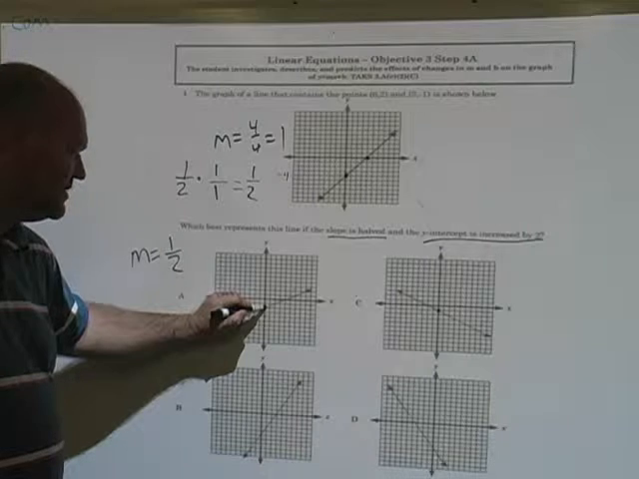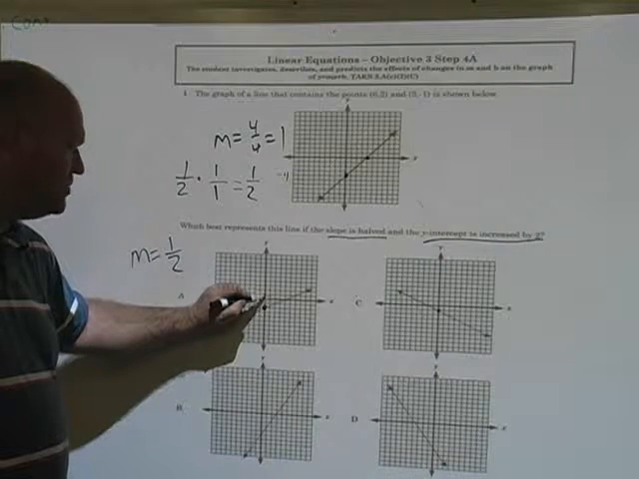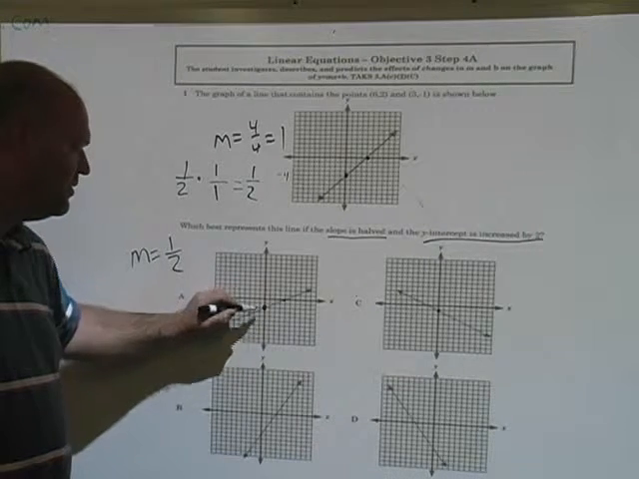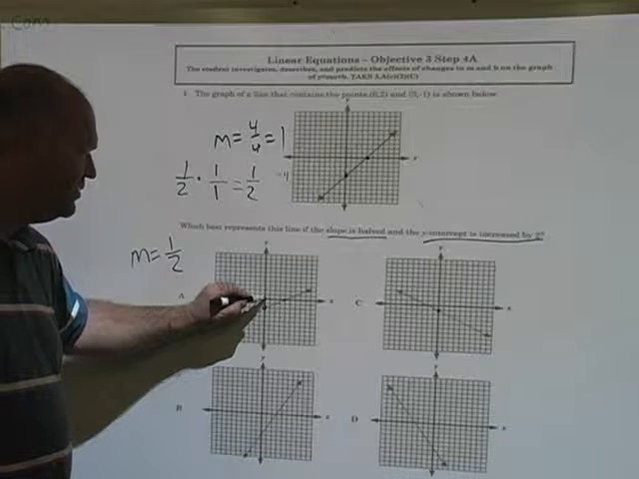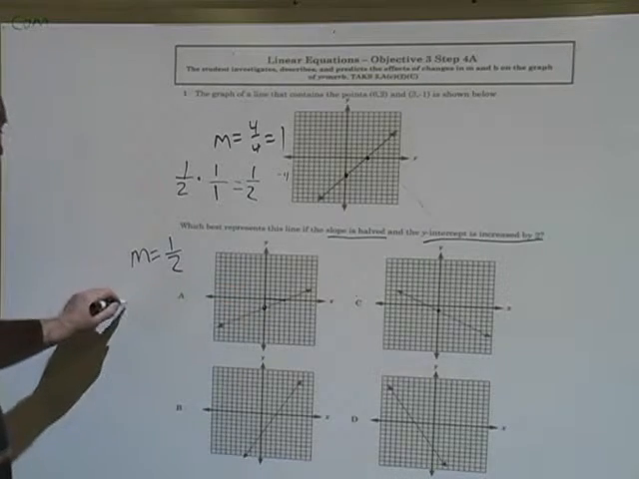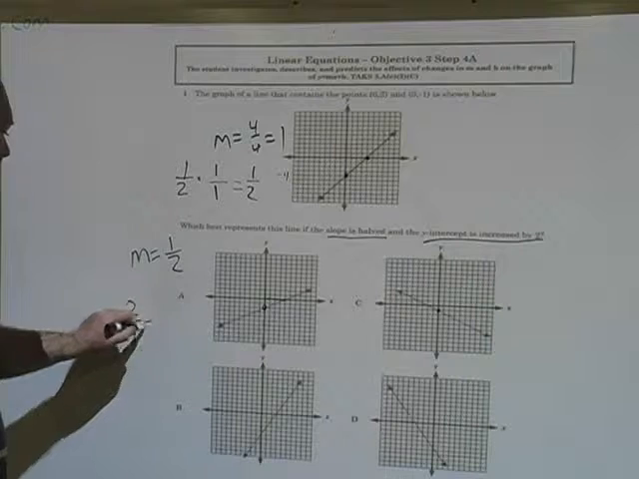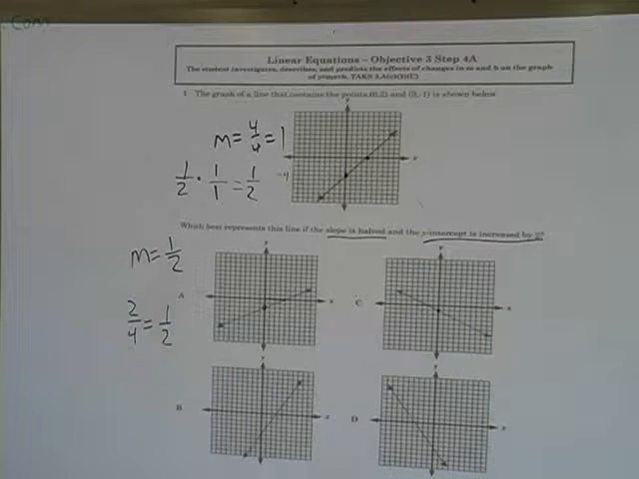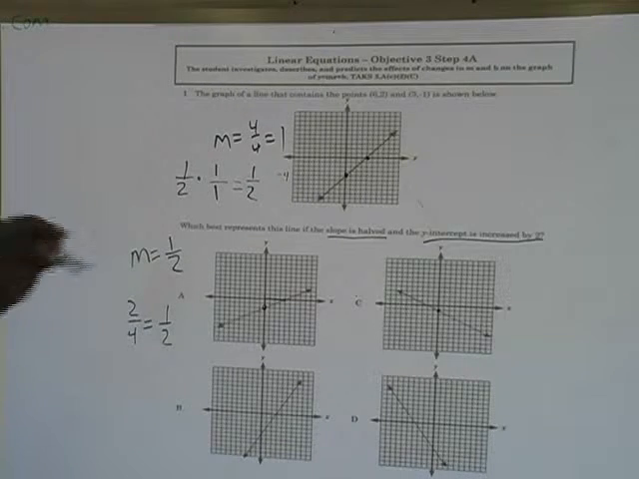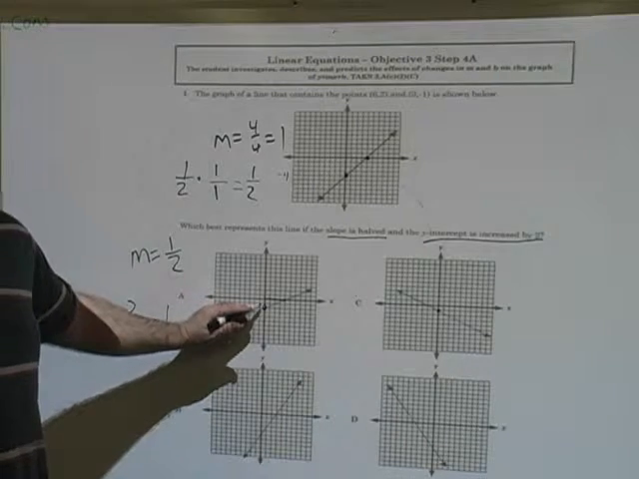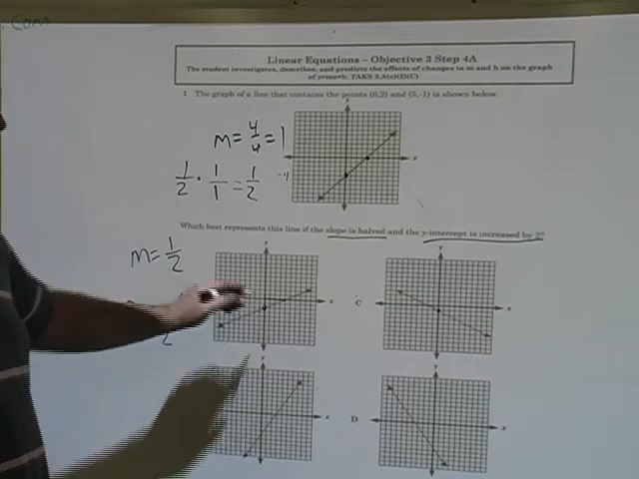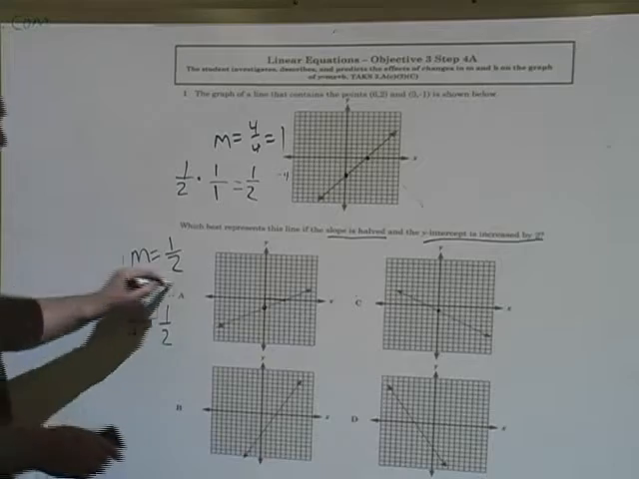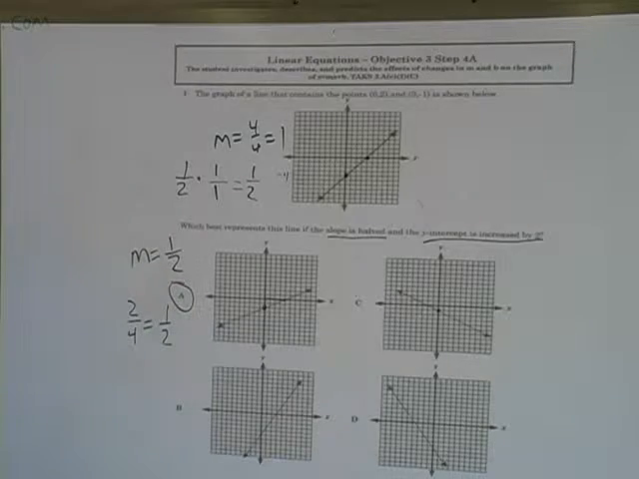Well, look at this slope. Up 2 over 4. That reduces to 1/2. Okay, but you didn't even need to do that to get this answer. Just by looking at the y-intercepts, you should have been able to tell this was the only one that will work. Okay, so answer A.